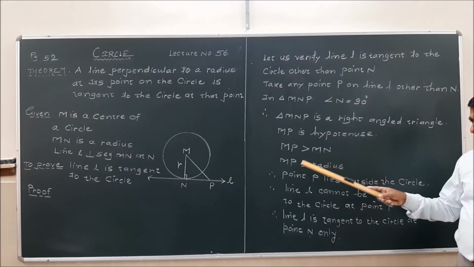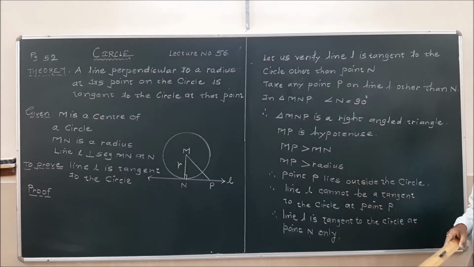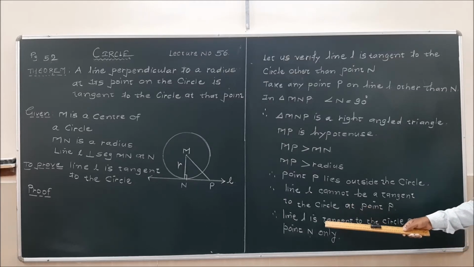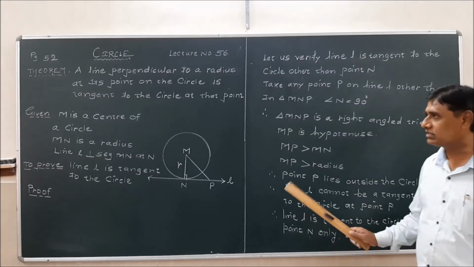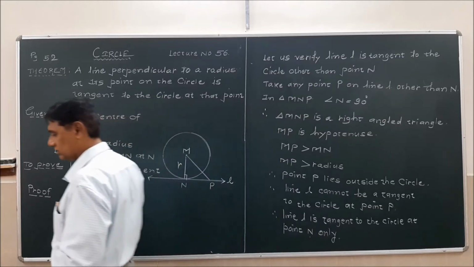But what is MN? MN is the radius, so NP is greater than the radius. Therefore, point P lies outside the circle. Therefore, line L cannot be a tangent to the circle at point P, because the definition of a tangent is that it intersects the circle, that means the point is lying on the circle. And here what we got? P is outside the circle. Therefore, line L is tangent to the circle at point N only. So this is a very, very important theorem.